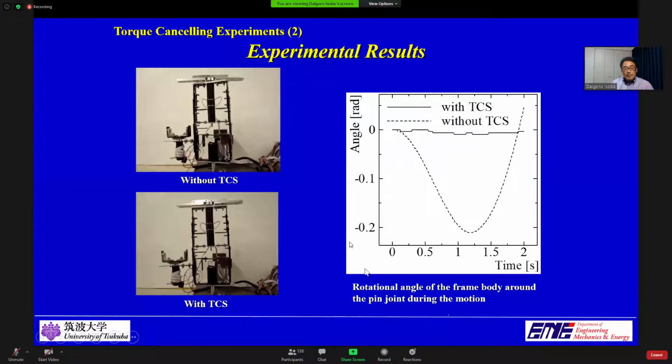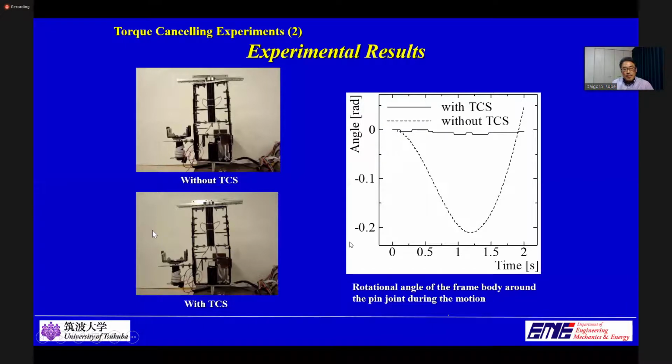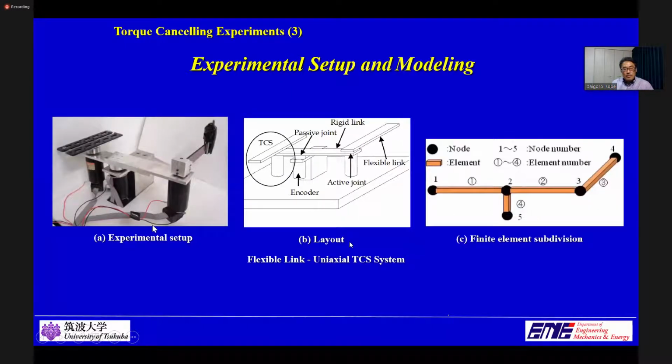Next, a simple flexible link with a TCS experimental setup as shown in these figures was made to carry out a numerical estimation and some experiments for verification. In this setup, a flexible link is driven by a gearless motor, and the prototype TCS is placed at an offset position from the rotating axis of the active joint. The link system is connected to the ground with a rotation-free passive joint, and an encoder is used to detect the rotational angle of the overall body.